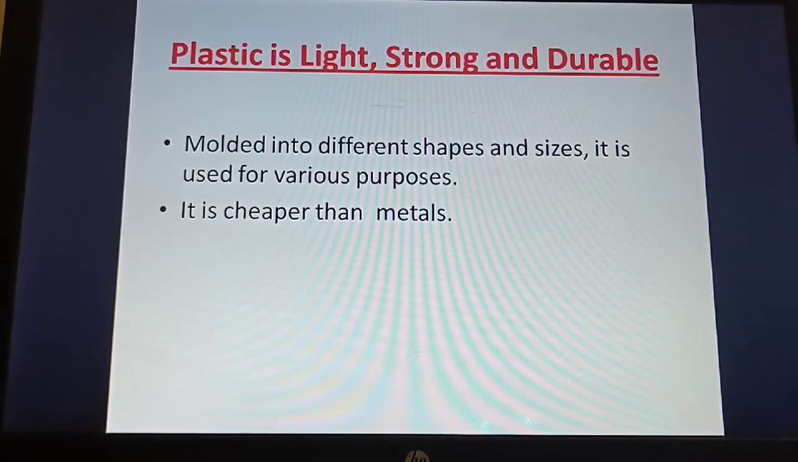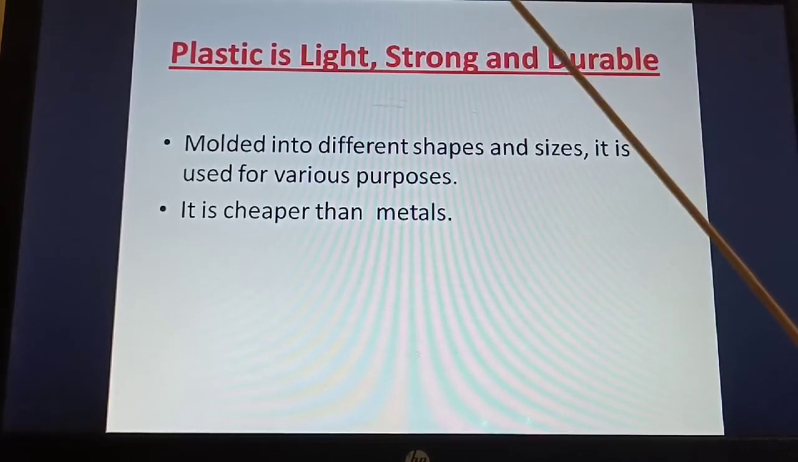Plastic is molded into different shapes and sizes, so it is used for various purposes. It is very cheap compared to metals. It is also durable, lightweight and very strong.